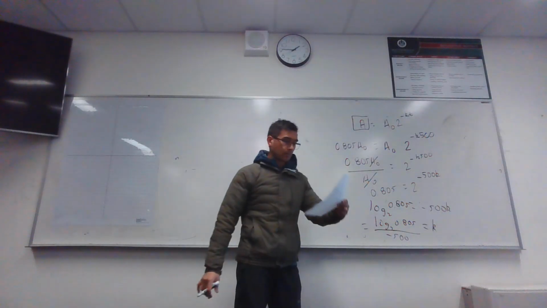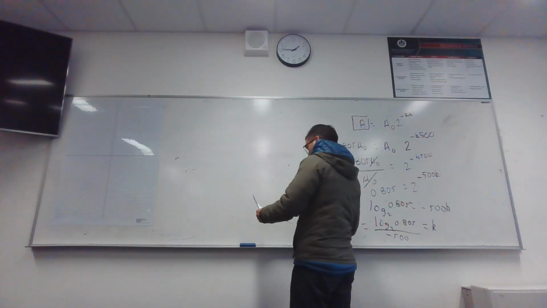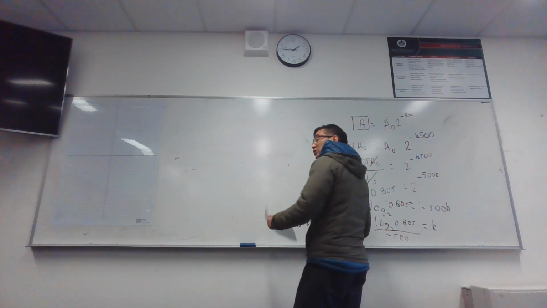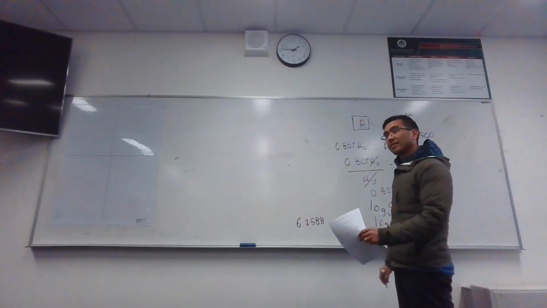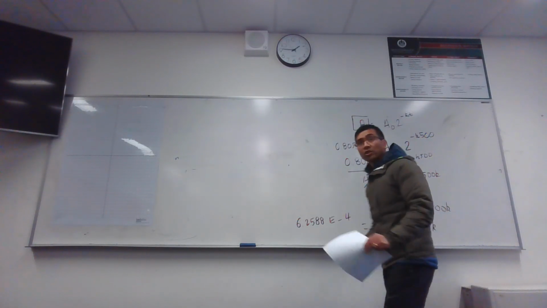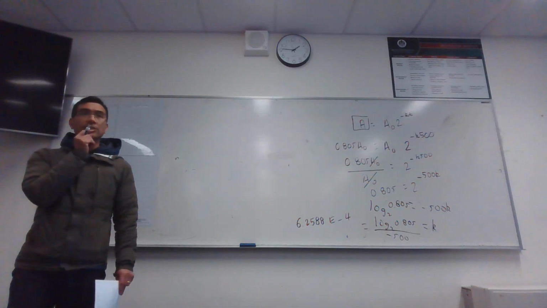So that's 6, but I think it's wrong. 6.26. Yep, 2588. And then what do you have at the end? E minus 4. Who knows what that means? E minus 4 on your calculator.